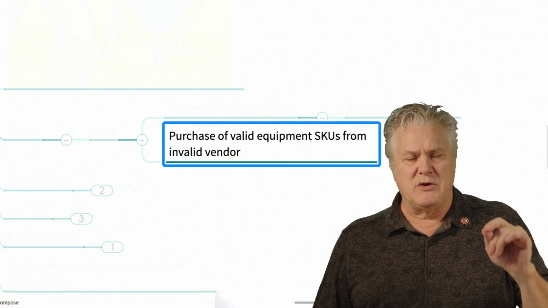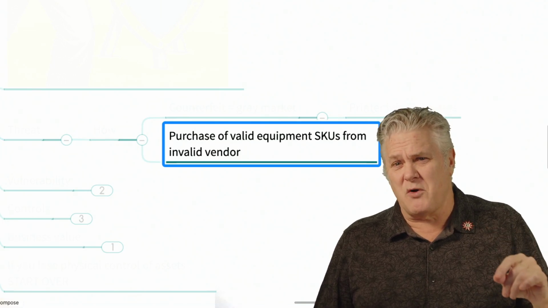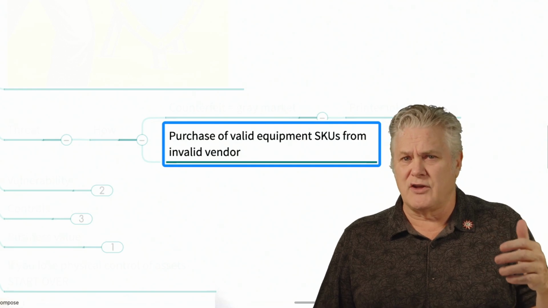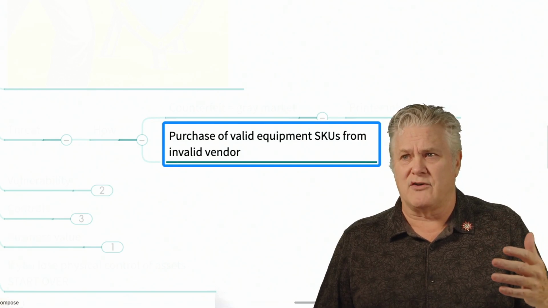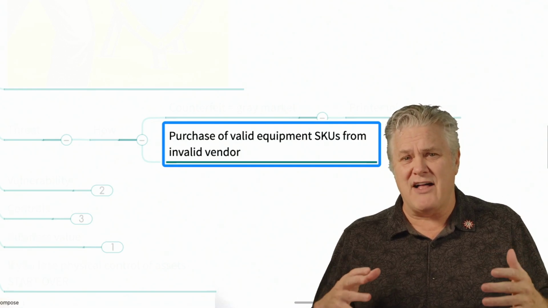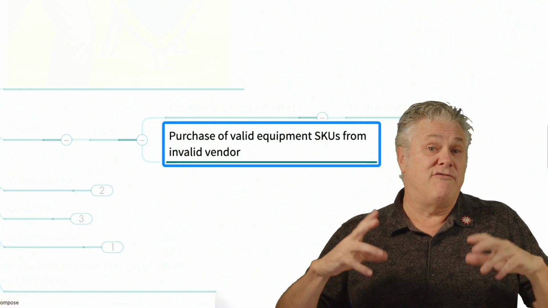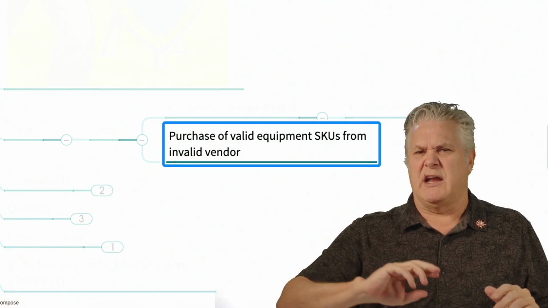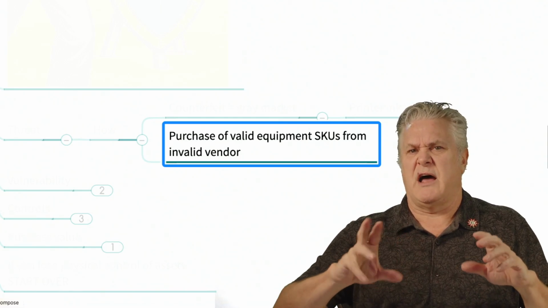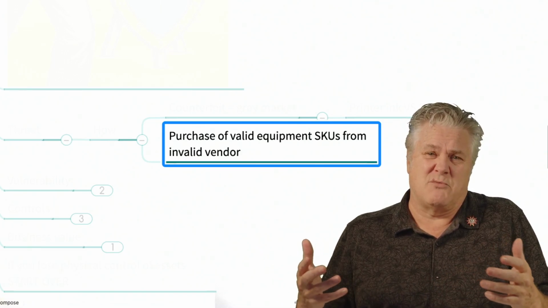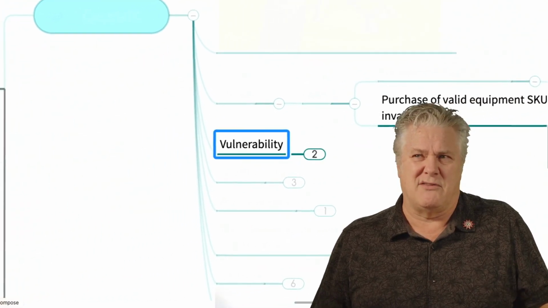What we need to do is realize that there are some cases where we're purchasing valid equipment SKUs, the serial numbers from what we think are the valid vendors, but we're getting them from invalid vendors. So we have to look out for that. A lot of times, the valid vendors will say, oh, you can't buy any of that gray market stuff because it might not be any good, when the reality is it's actually pretty good. We just have to make sure that we're not getting counterfeit hardware that's out there.